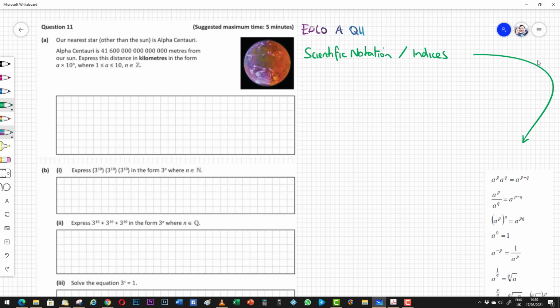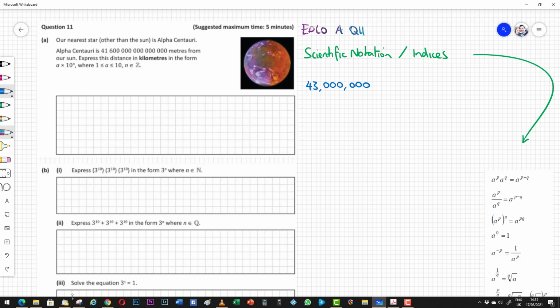So scientific notation is a way for us to write really large numbers in a more manageable way, and we can also write really small numbers in a more manageable way as well. So let's have a look. First of all, if I have a large number, for example, we'll go with 43 million, and I'm interested in writing this in scientific notation.